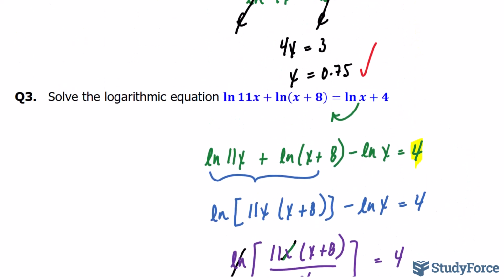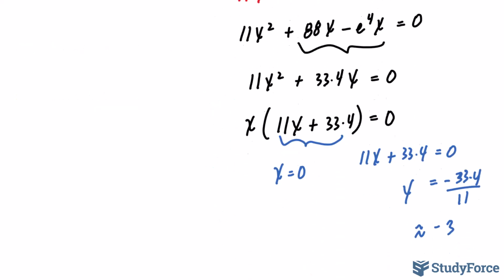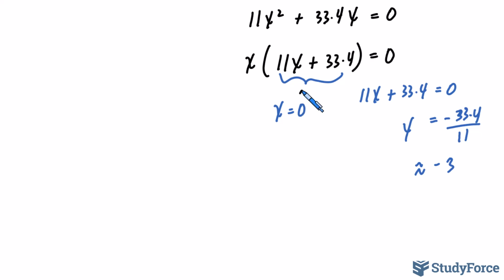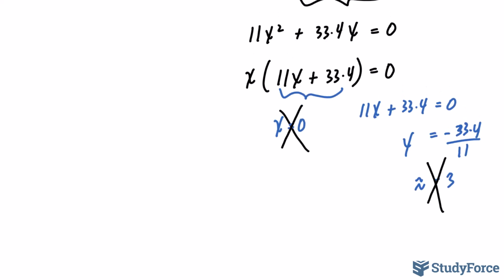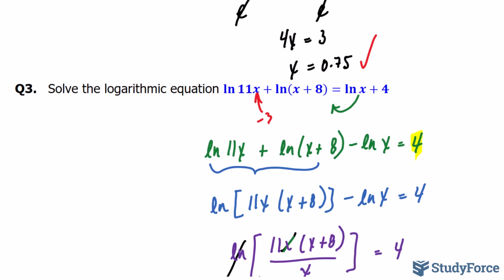If we substitute a value of 0 into there, we get 11 times 0, and that makes 0, but we know this part needs to be greater than 0. So 0 will not work. It is not a solution. And if we substitute negative 3 into there, or what we found, we end up getting negative 33, or roughly that. And again, that is not greater than 0. Therefore, neither of these answers we found are solutions to our equation. And therefore, our equation does not contain any solutions. So no solutions for question 3.